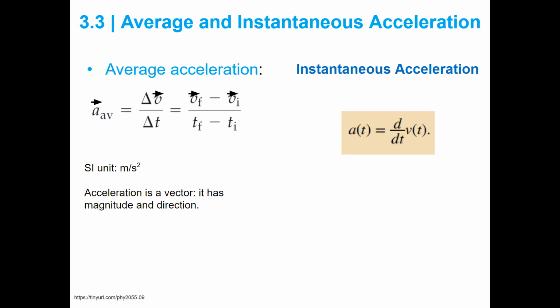Okay, and earlier similarly we talked about average velocity and then instantaneous velocity. You do the same: change in displacement over change in time t gives you average velocity, and for instantaneous velocity you take the time derivative of the position. Okay.